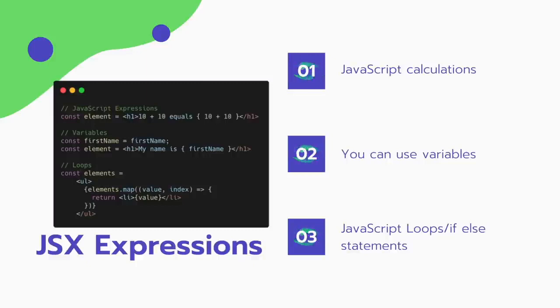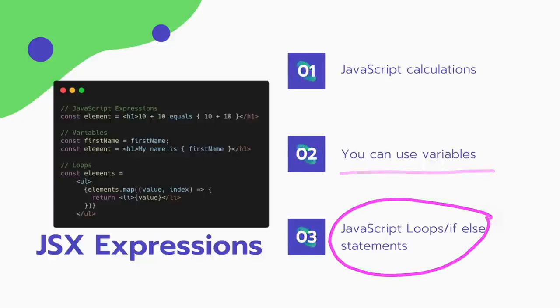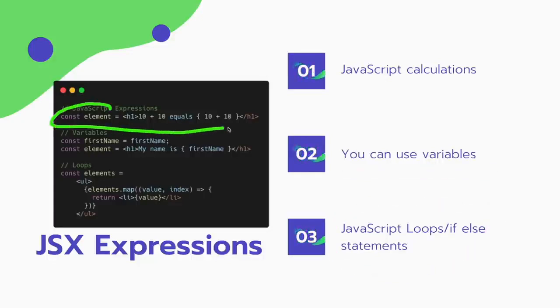JSX is very, very helpful. It allows us, number one, to use JavaScript calculations. That's part one. But you can also use variables, and you can also use, for example, loops. So as an example here, let's say we have an element. You see, this is an element. Well, this right here, my friend, is JSX. This H1, even though it looks like HTML, is actually JSX. And here I can fully do expressions, called expressions.